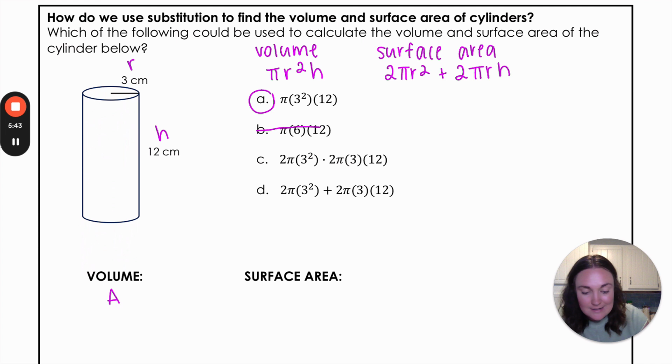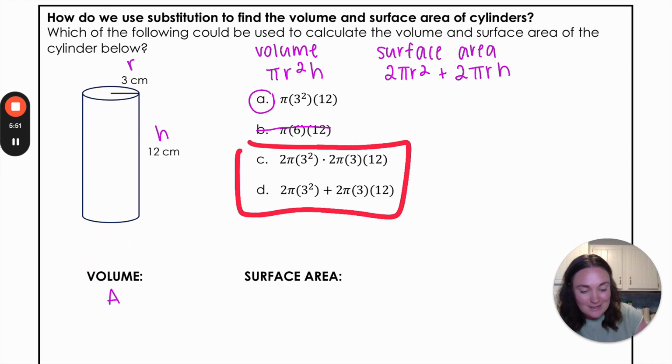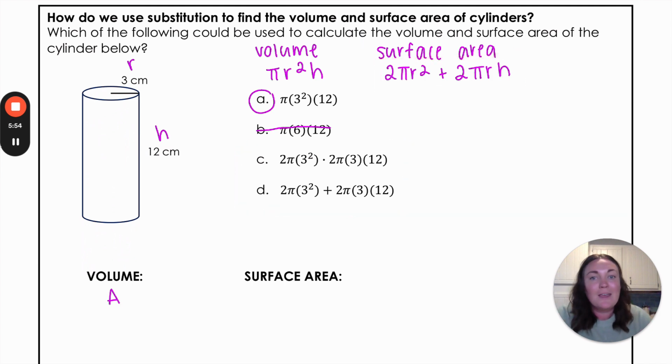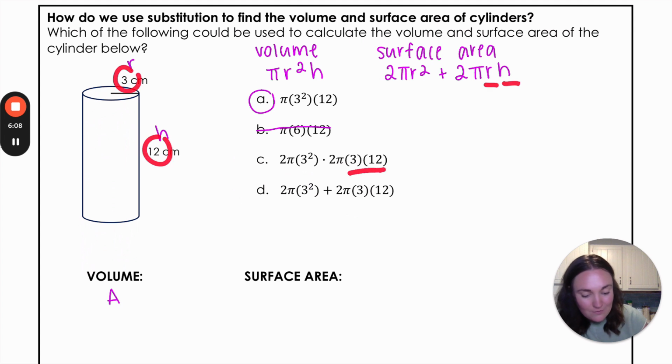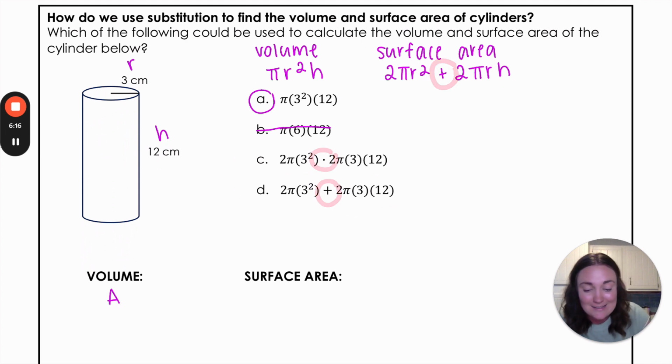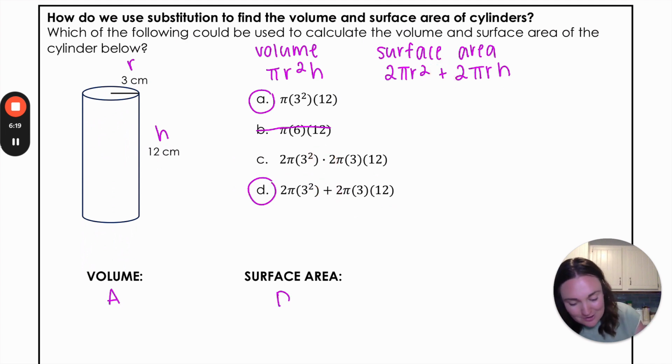This one we can see is not quite right. We've got that 6 in there, and 3 squared is not 6, so this does not work as far as substitution goes. So now we've kind of narrowed it down for C and D to match up with our surface area formula. So looking at this, we've got our 2 pi, our radius is 3, 2 pi, radius is 3, 2 pi, radius is 3, so that is all good. And then we've got our 2 pi, R and H, which we should have our 3 and 12. We've got our 2 pi, 3 and 12. The big difference you can see is that this one is multiplying and this one is adding. And we can see in our formula, we should have that adding symbol. So for this one, our surface area, D, is the one that matches up with that substitution.